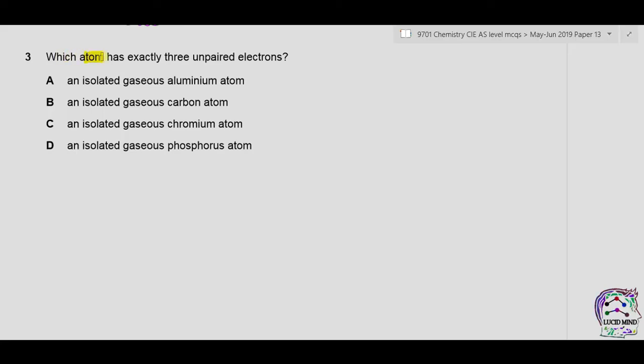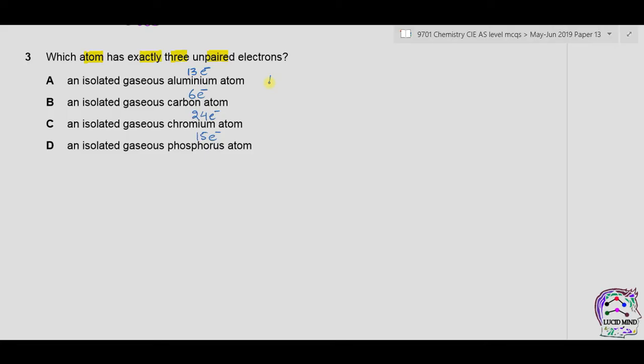Question 3. Which atom has exactly 3 unpaired electrons? In A, we have isolated gaseous aluminum atom. The atomic number of aluminum is 13, so there must be 13 electrons in aluminum atom. For carbon, the atomic number is 6, so we have 6 electrons. Similarly, for chromium, the atomic number is 24, so we have 24 electrons, and for phosphorus, the number of electrons is 15. Let's do electronic configuration.